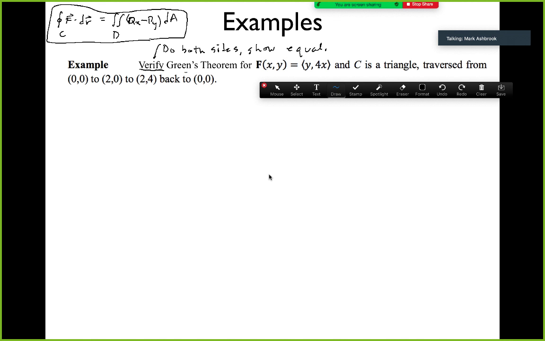So here we go. We've got a little work to do here. This is all good practice over line integrals, double integrals. Lots involved here. So let's make the sketch. Starting at 0, 0 to 2, 0 to 2, 4, and then back to 0, 0.